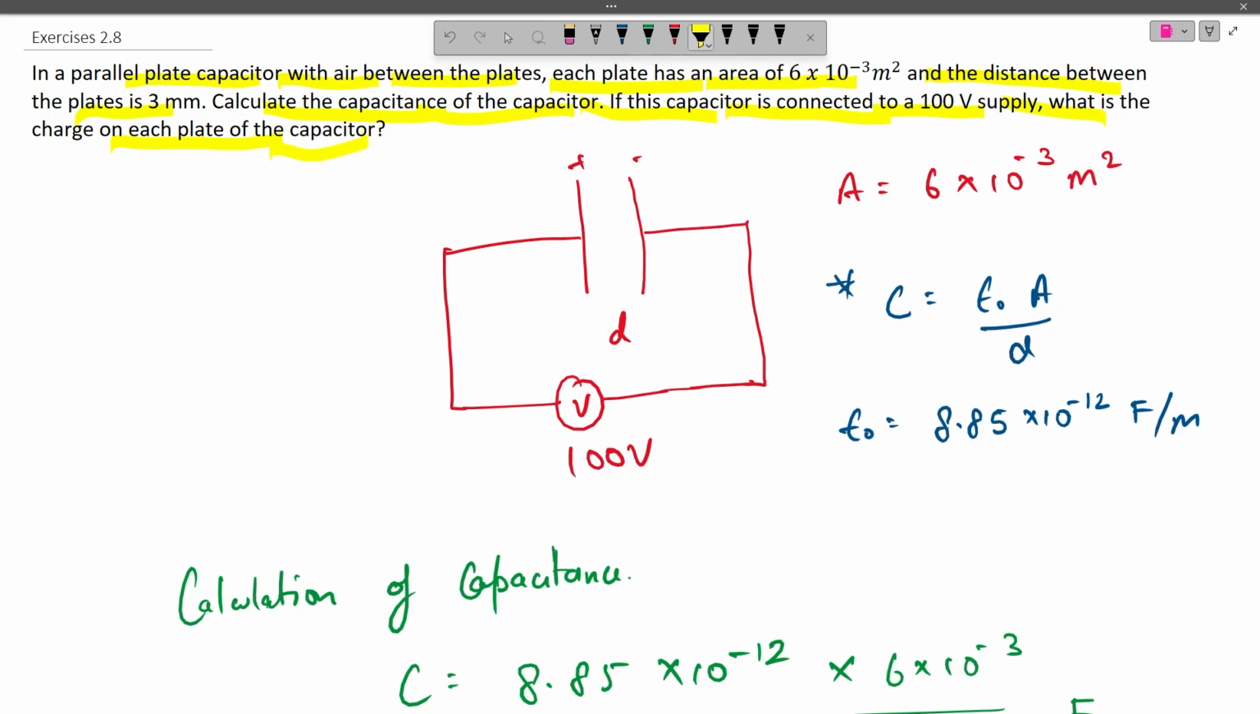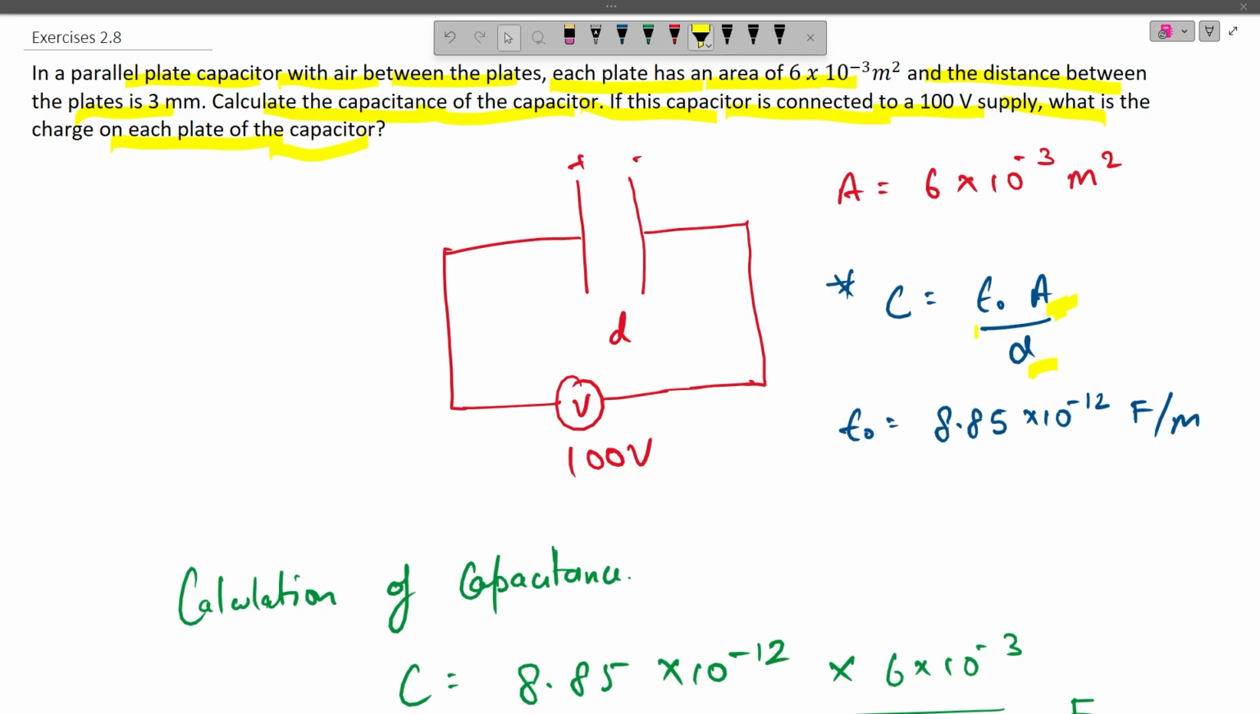Before attempting this question, we should have our concepts clear about capacitance. Capacitance is a measure of a capacitor's ability to store charge per unit voltage. For a parallel plate capacitor, the formula for capacitance is epsilon naught A divided by d, where A is the area of the plate of the capacitor and d is the distance of separation between them.